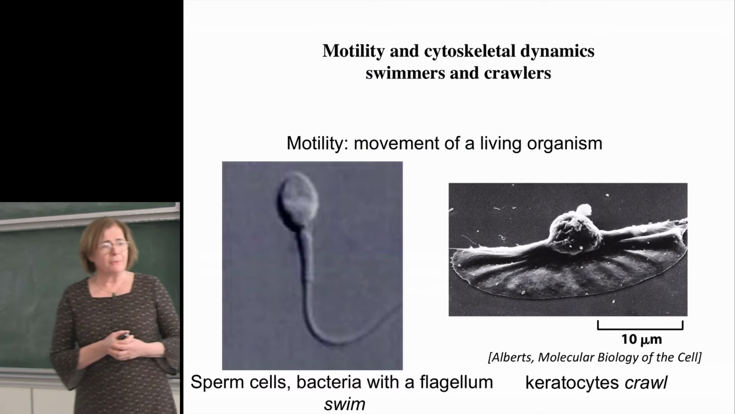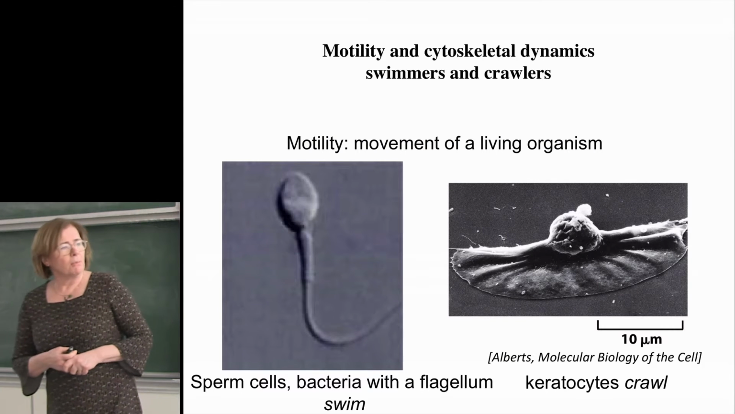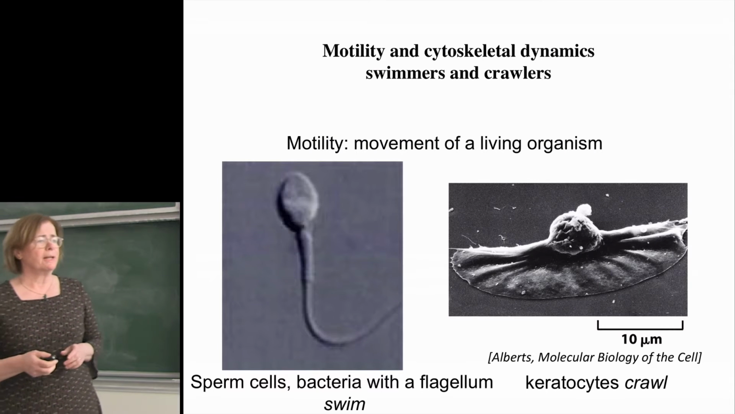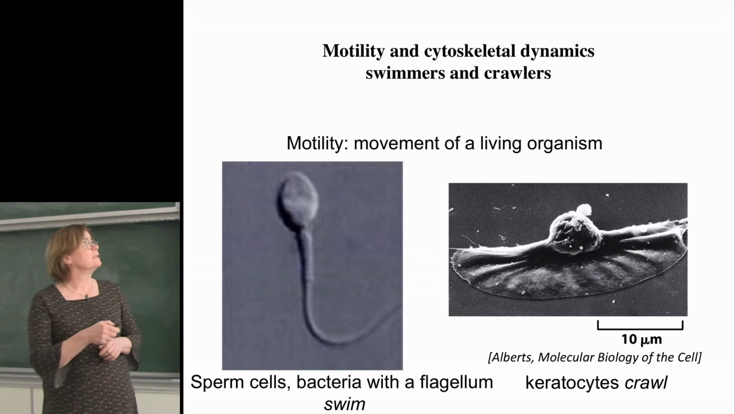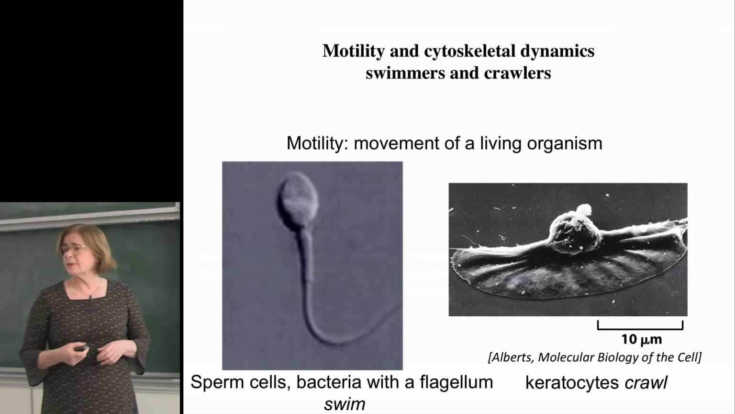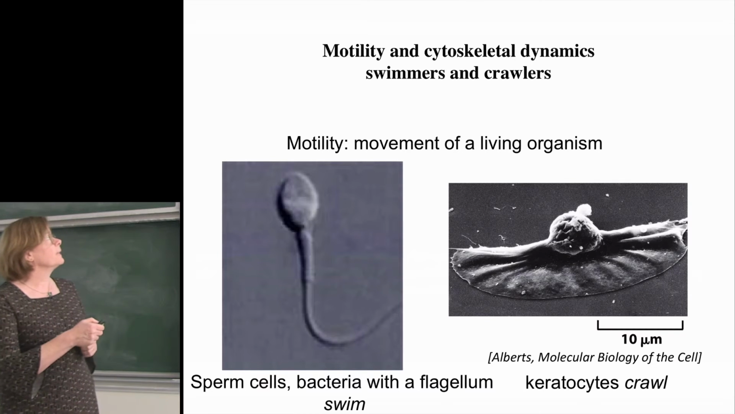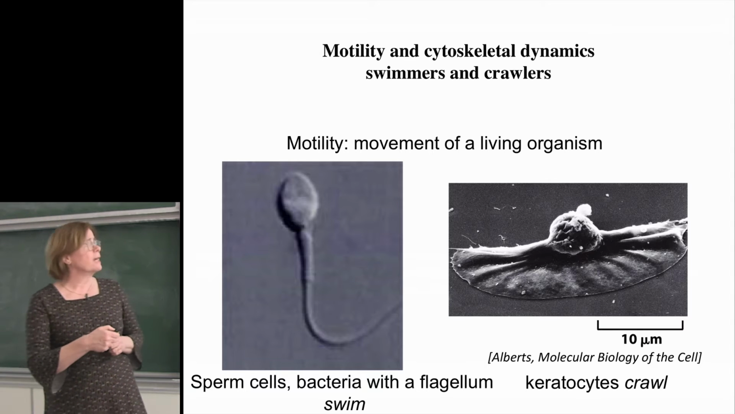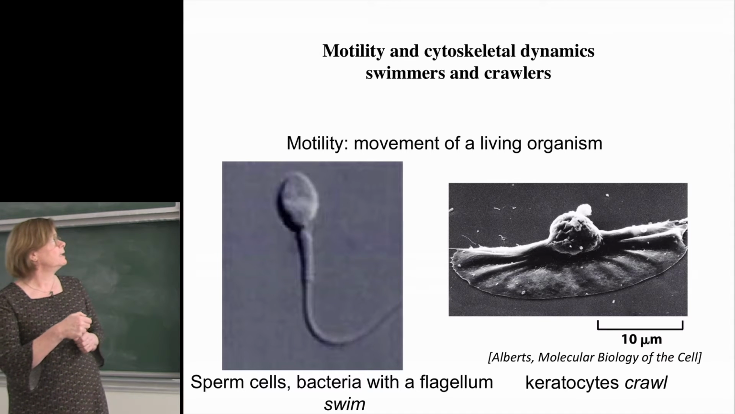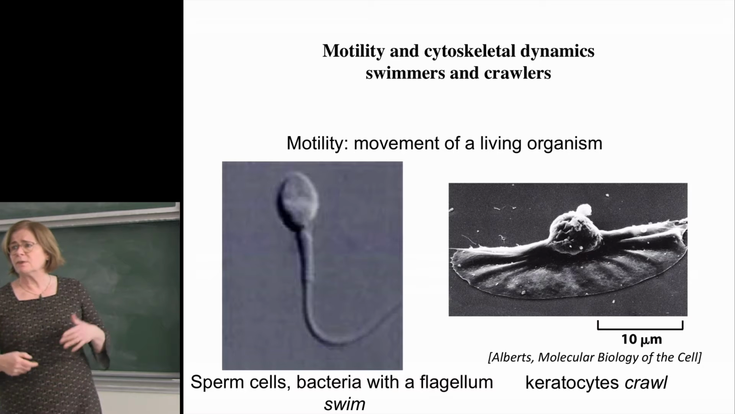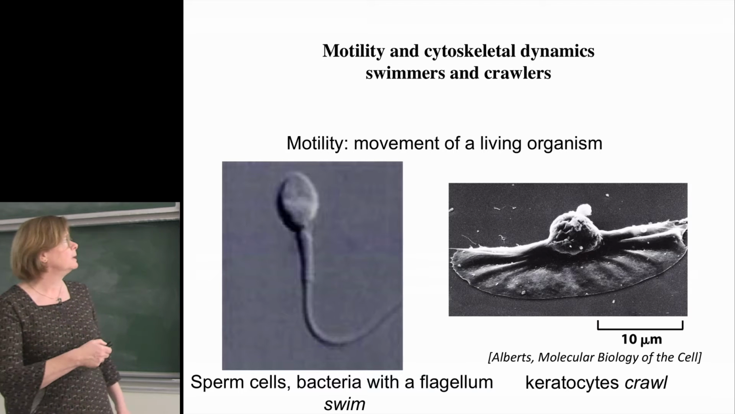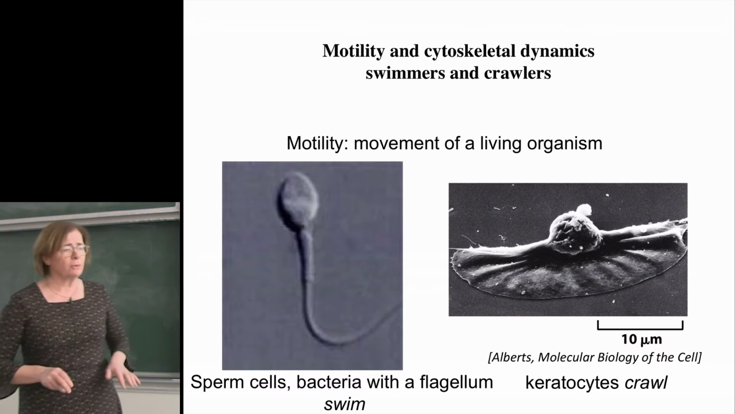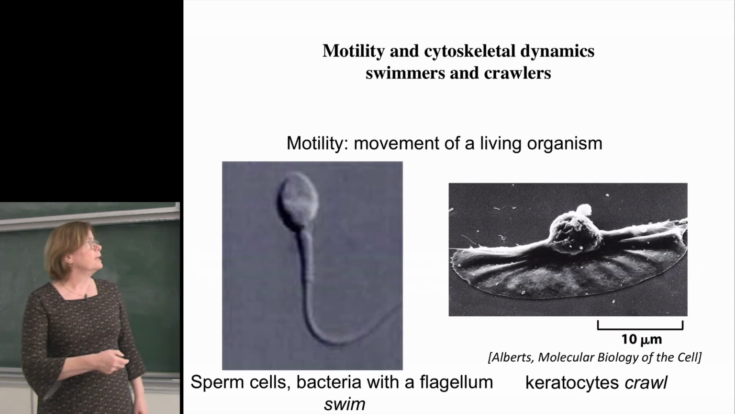Right, so I'll talk about motility and cytoskeletal dynamics. The cytoskeleton is the skeleton of a cell. And in fact, we have swimmers or crawlers. I gave you two examples here. This is a swimmer, a spermatozoid; it could be a bacterium. Here you have a crawler, which crawls on a substrate.